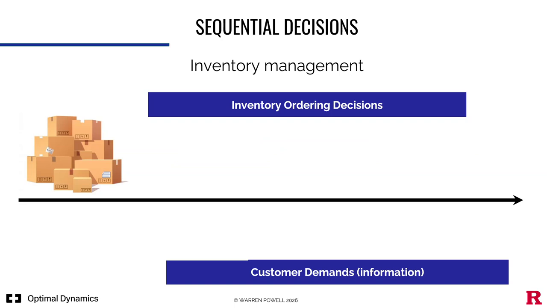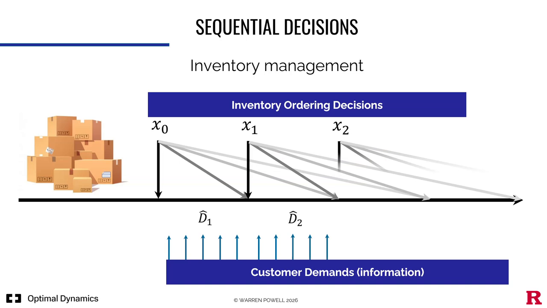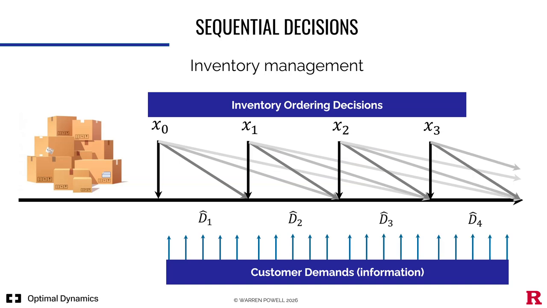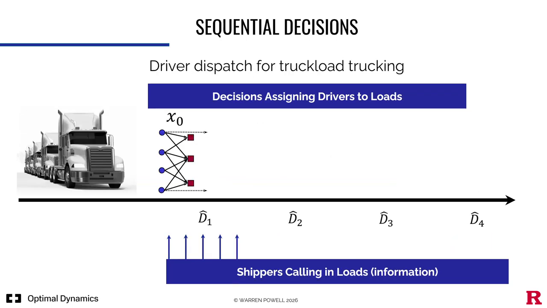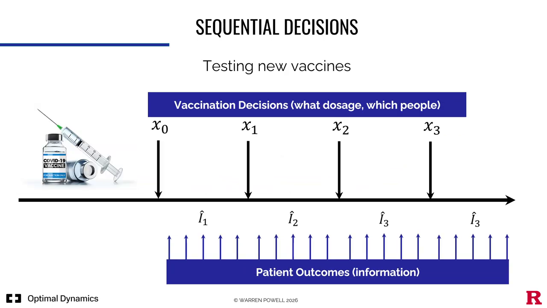For example, in an inventory ordering problem, you could order inventory, maybe it arrives right away, or maybe it arrives months into the future. After that point, you get information about the demand for the product, then you make more decisions, and so on and so forth. At my company, Optimal Dynamics, the blue circles are drivers, the squares are loads. I'm assigning drivers to loads, but loads are being called in over time, and I have to dynamically make decisions at any point in time, recognizing the impact of a decision now on the future.